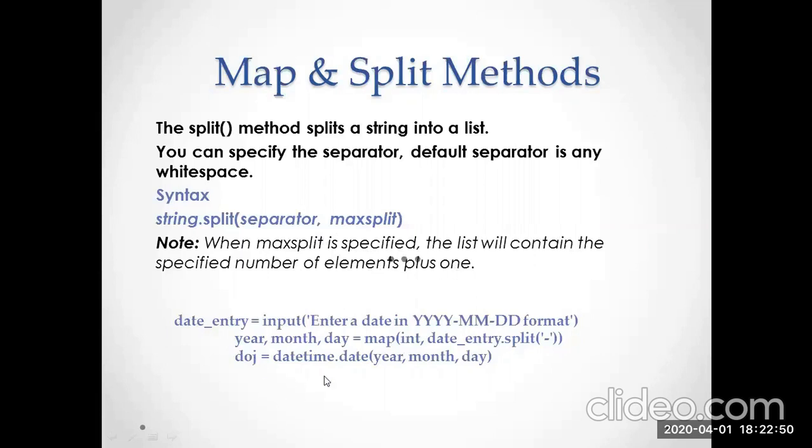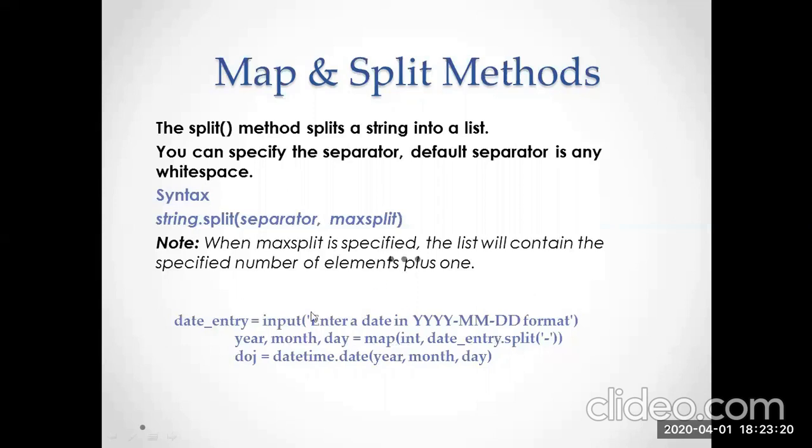In our program, we are giving this hyphen as a parameter. So wherever this hyphen is found in the date entry, it is going to split that string there. And this int is a parameter, an iterator function in the map. I'll describe that. And it has been assigned to year, month, day.